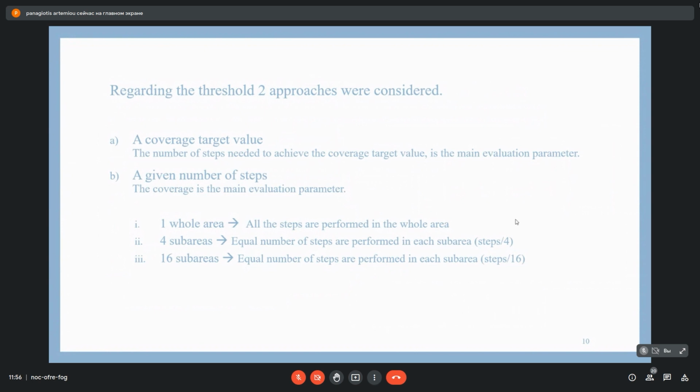The first one was giving the robot a coverage target value to achieve, and then move on to another sub-area. And here the main evaluation parameter is the steps needed to achieve this coverage. And the second approach was giving a specific amount of steps for the robot to perform and distribute between the areas. And the coverage itself is now the main evaluation parameter.